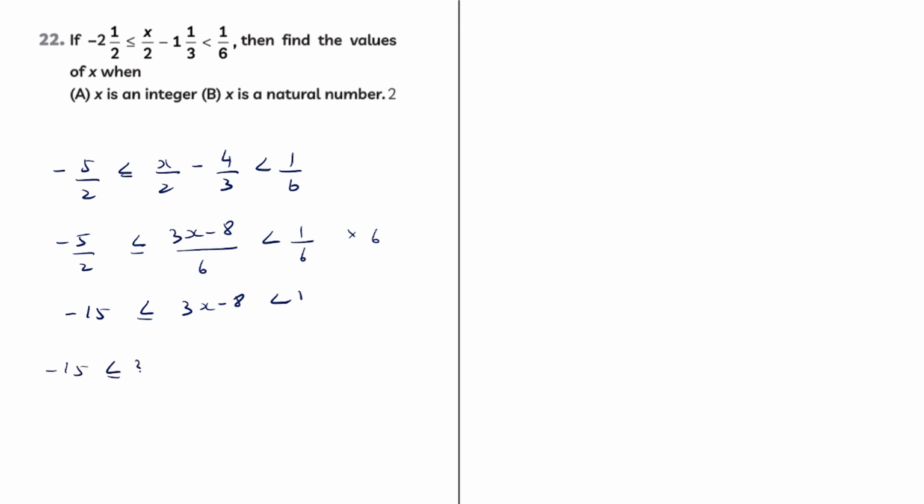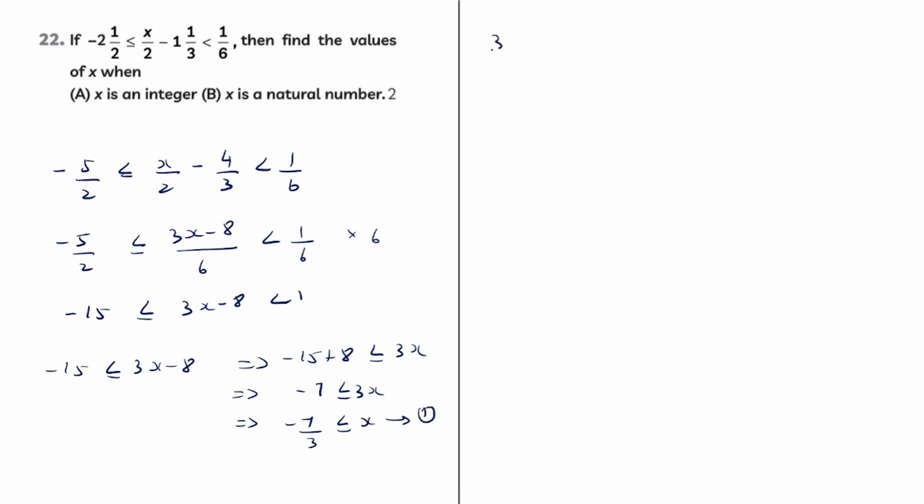-15 ≤ 3x - 8 implies -15 + 8 ≤ 3x, which implies -7 ≤ 3x, or -7/3 ≤ x. Let us take this as 1.